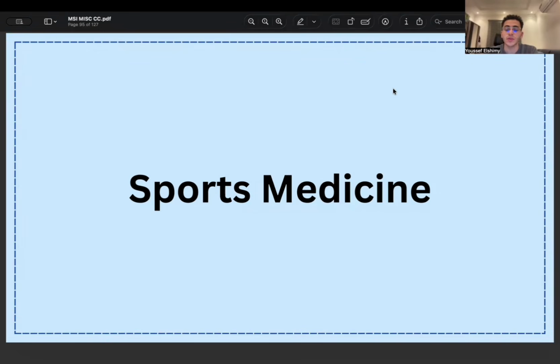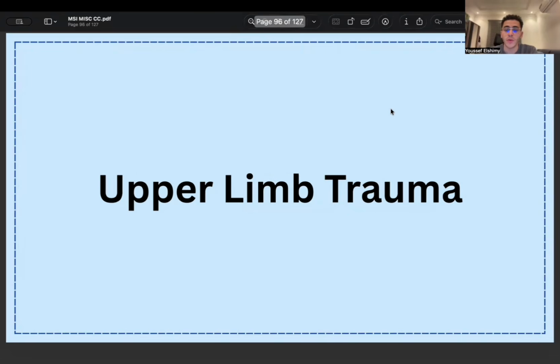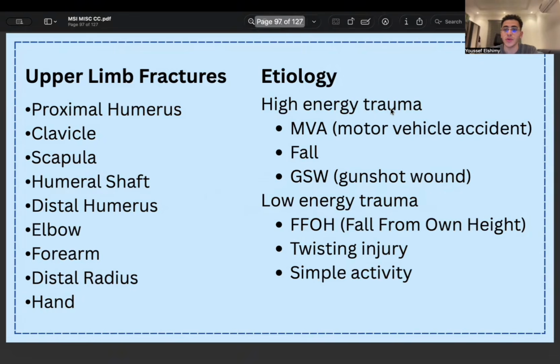Right. Let's start with sports medicine, starting with upper limb trauma. Whenever a patient comes to you with an upper limb problem or upper limb fracture, you need to know where exactly the fracture is. The fracture could be in the proximal humerus, clavicle, scapula, humeral shaft, distal humerus, elbow, forearm, distal radius, or hand. So, how can we identify the exact location based on imaging?